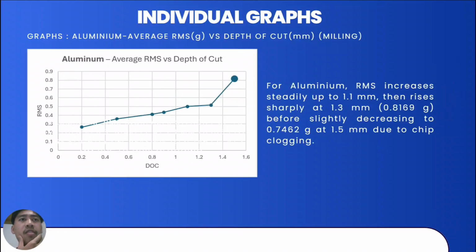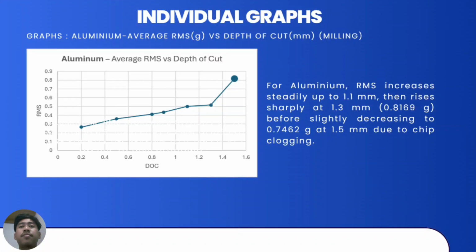Next, for the aluminium, RMS increases steadily up to 1.1 mm, then rises sharply at 1.3 mm before slightly decreasing to 0.746 at 1.5 mm due to chip clogging. I will let my friend Marcel continue the explanation.